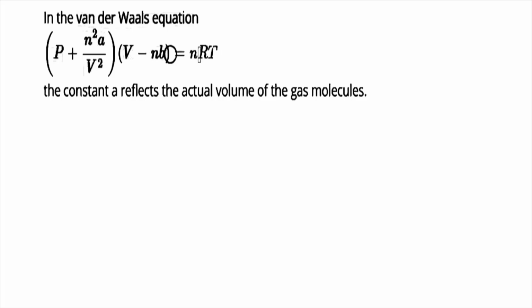Today's question is, in van der Waals equation, (P + an²/V²)(V − nb) = nRT, the constant a reflects the actual volume of gas molecules. This is the van der Waals gas equation or real gas equation. For this, the statement that constant a reflects the actual volume of the gas molecules is false.